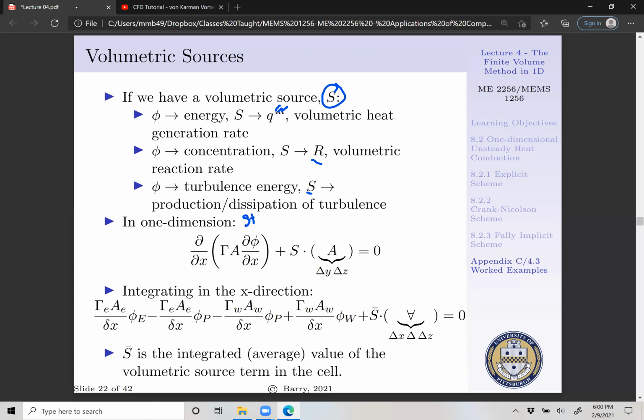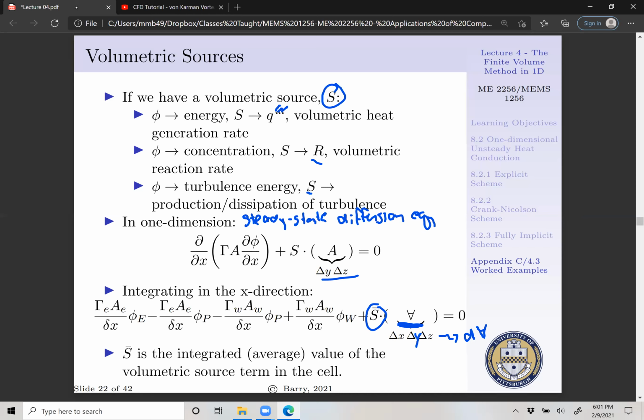So for our one-dimensional steady state diffusion equation, we'd have del by del x of gamma A del phi del x plus our source term dotted with our area. Our area is delta y delta z. Now, when we go through the integration process, just as we've done before, what we see is our integrated source term is multiplied through by the volume that our cell exists in. So you can think about this as delta x, delta y, delta z. You can think about this as the differential volume our cell is occupying.